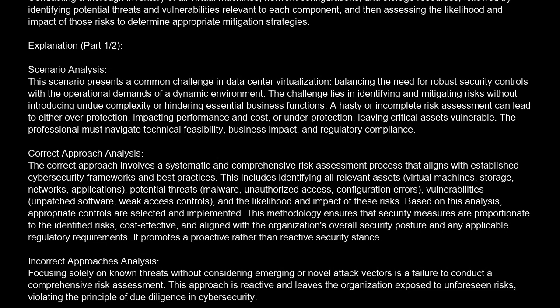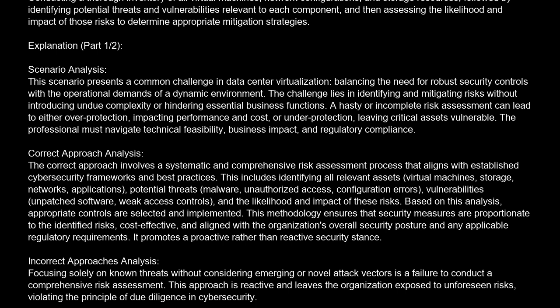Correct answer is C. Conducting a thorough inventory of all virtual machines, network configurations, and storage resources, followed by identifying potential threats and vulnerabilities relevant to each component, and then assessing the likelihood and impact of those risks to determine appropriate mitigation strategies. Explanation: scenario analysis.